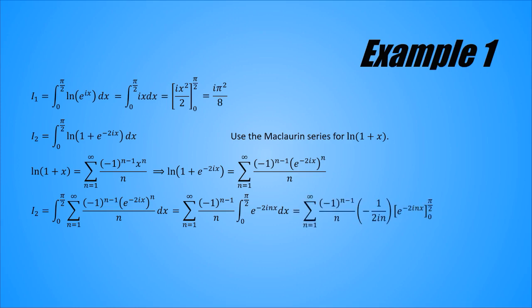When you integrate e to the negative 2inx, you get negative 1 over 2in, and then e to the negative 2inx evaluated from 0 to pi over 2.